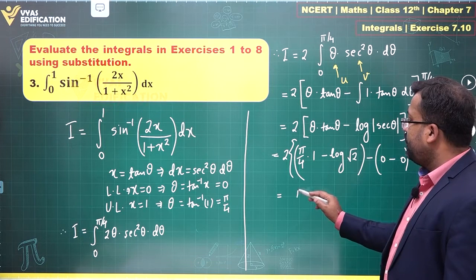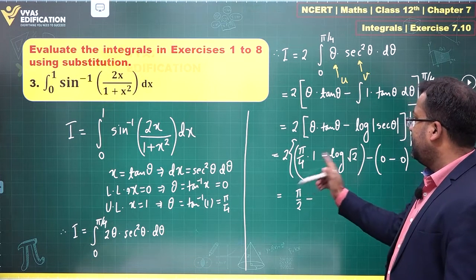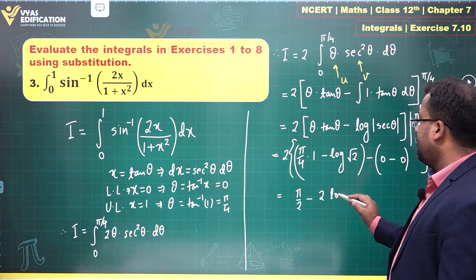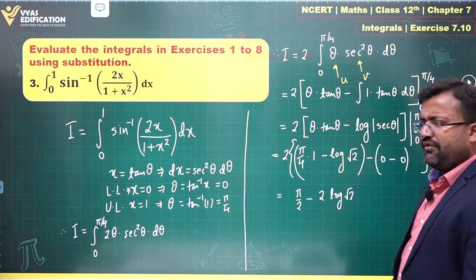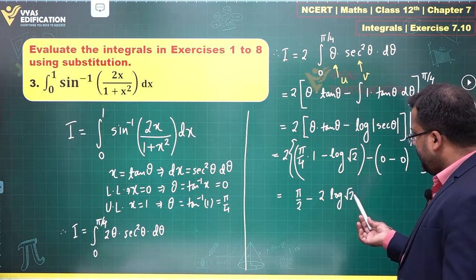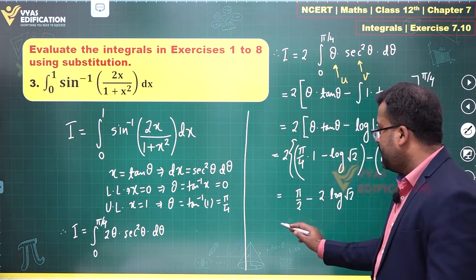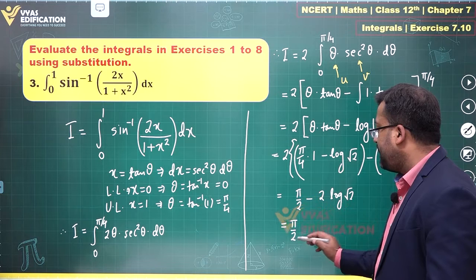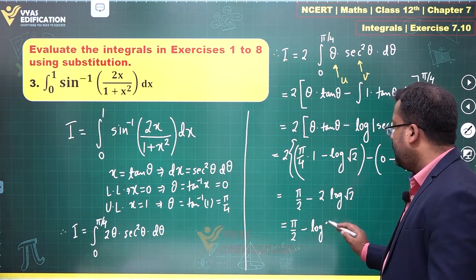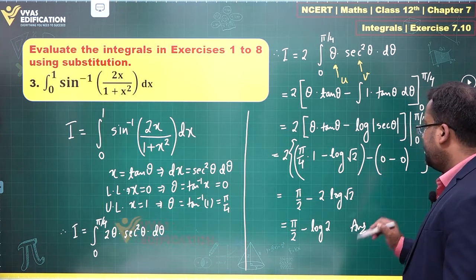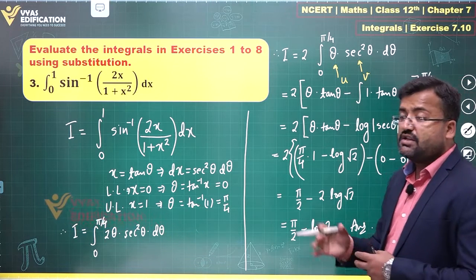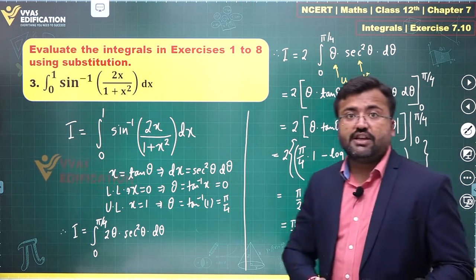2 times pi by 4 is pi by 2 minus 2 log root 2. Now if you observe carefully, this 2 will go in power of this and it becomes root 2 square, which is 2. So the final answer can be written as pi by 2 minus log 2. Is this correct? Yes. This is the final answer for this question, as you can see over here.